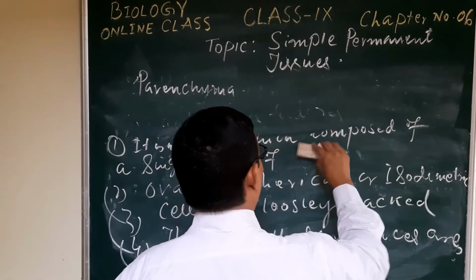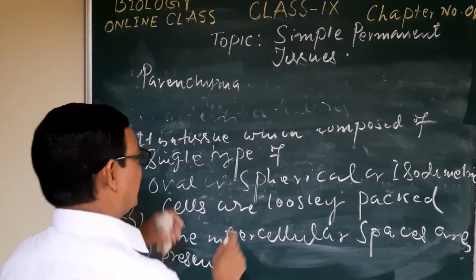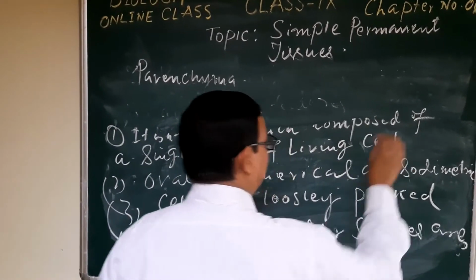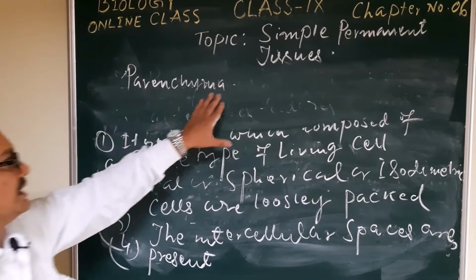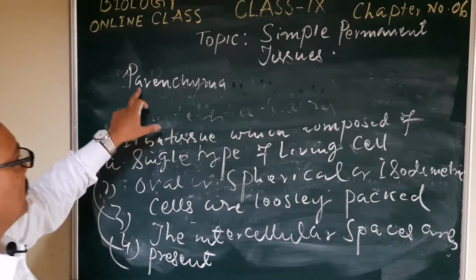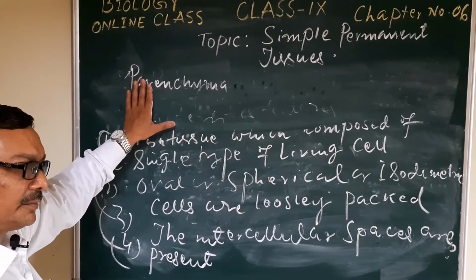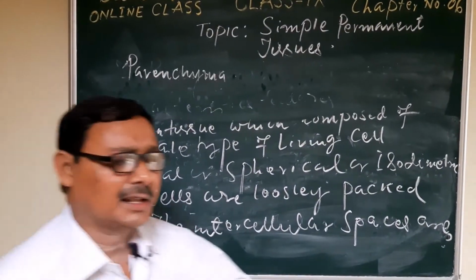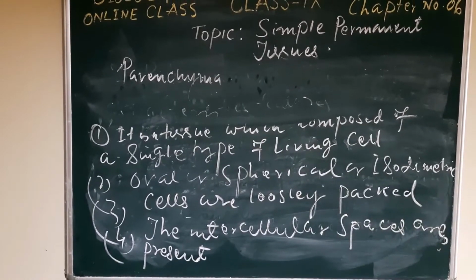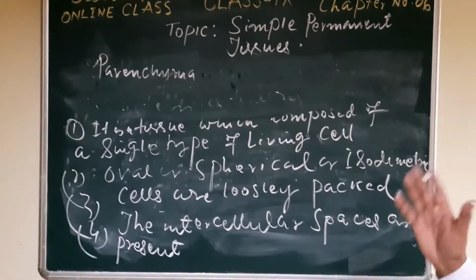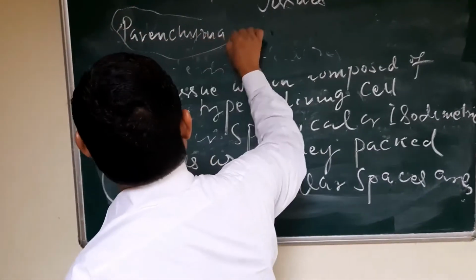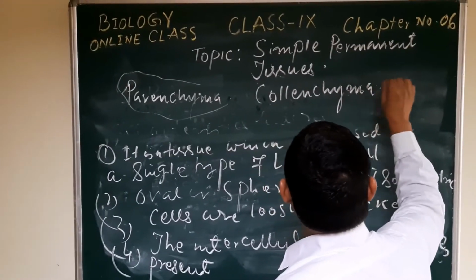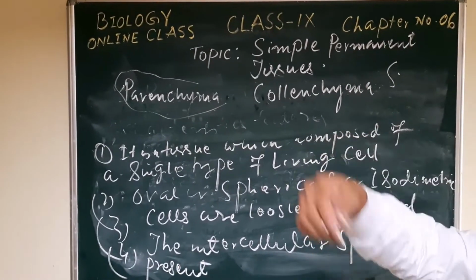Here, in the first point, write it is a tissue which is composed of a single type of living cell. I have missed this important point, living cell. When we classify parenchyma, collenchyma, sclerenchyma: parenchyma cells are living, collenchyma cells are living, but sclerenchyma cells are not living. They are all single types of cells, but parenchyma and collenchyma are composed of living cells and sclerenchyma of dead cells. We will discuss this later on.